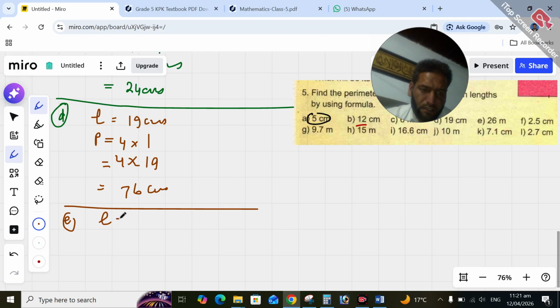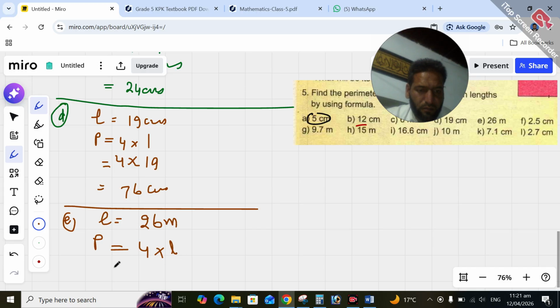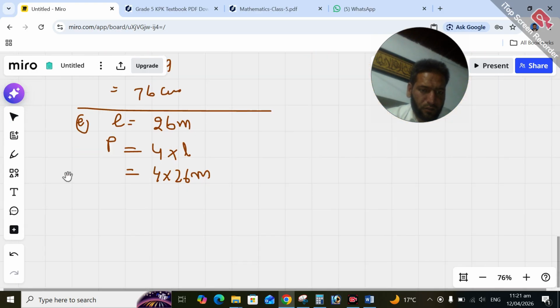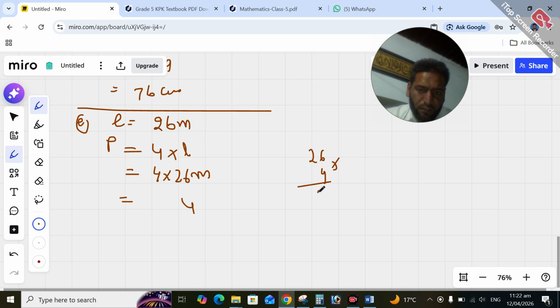Now the next question, part E. One side is given, that is 26 meter. So the perimeter of the square is denoted by 4 multiplied by L. 4 multiplied by 26 meter. So 4 times 6 equal to 24, 26 multiplied by 4. 4 times 6 is 24, and 2 is carry. This is 104. 104 meter is the required perimeter.